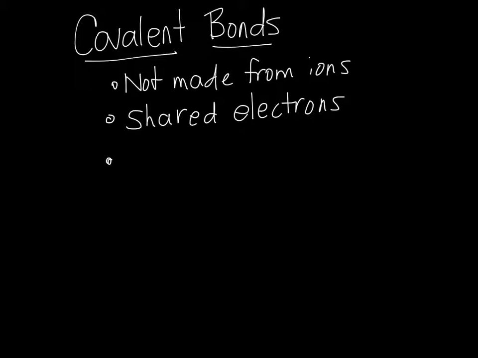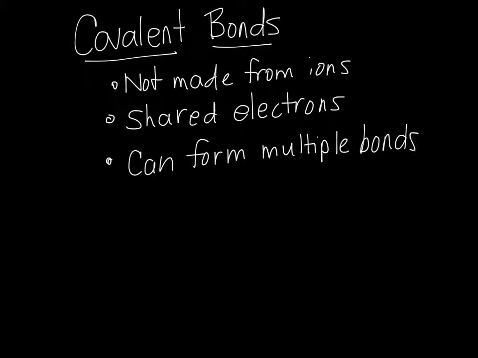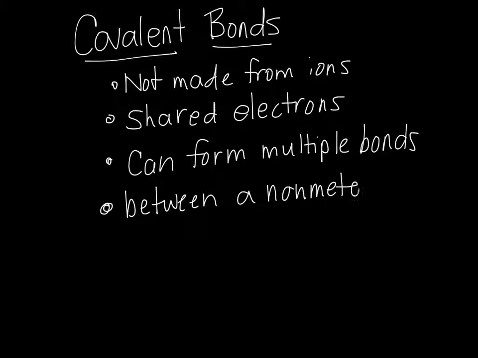Covalent bonds are unique because they can form multiple bonds. That means instead of having a single bond between two atoms, you could have what's called a double bond or a triple bond, although we're not going to get into that a lot. And covalent bonds will form between nonmetals. So we'll list that twice, between a nonmetal and another nonmetal.